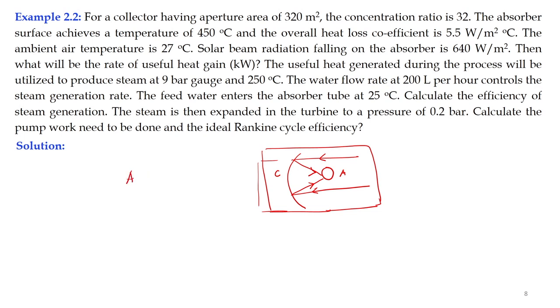So this area is given as 320 meter square, and the concentration ratio is given as 32, and the absorber surface achieved a temperature of 450 degrees C, and overall heat loss is 5.5 watt per meter square degree Celsius. We need to find out the useful heat gain, QU, to be calculated in kilowatt.